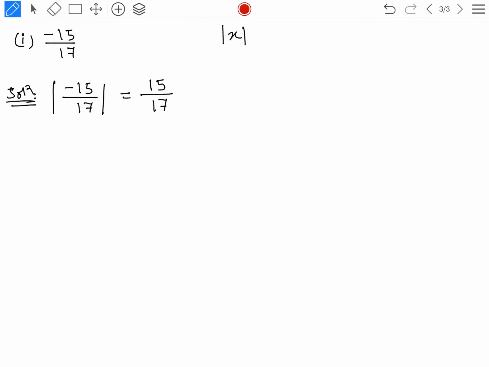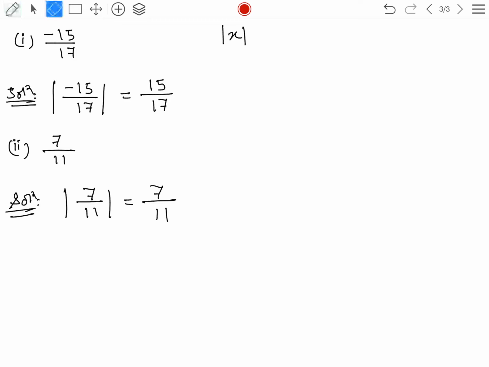Understood? Right, another one, 7 by 11. Okay, solution. The absolute value of 7 by 11 means nothing but 7 by 11. Understood? The numerical value. We'll just remove the signs. Okay. Take another one.